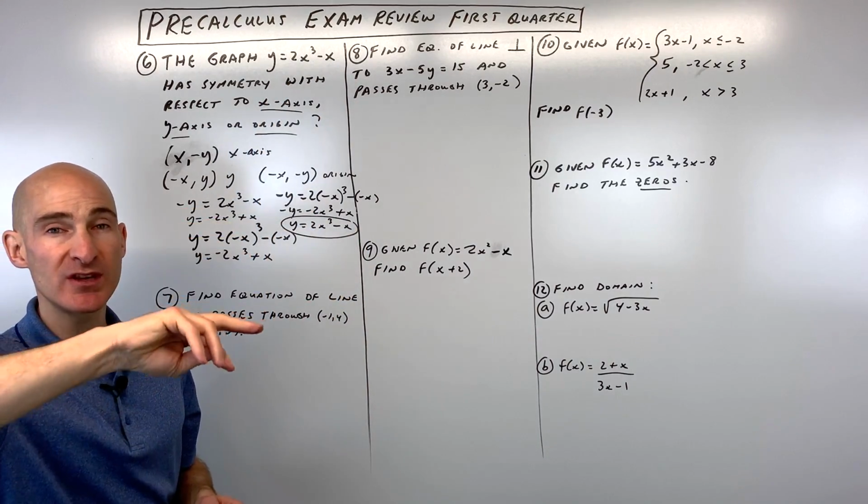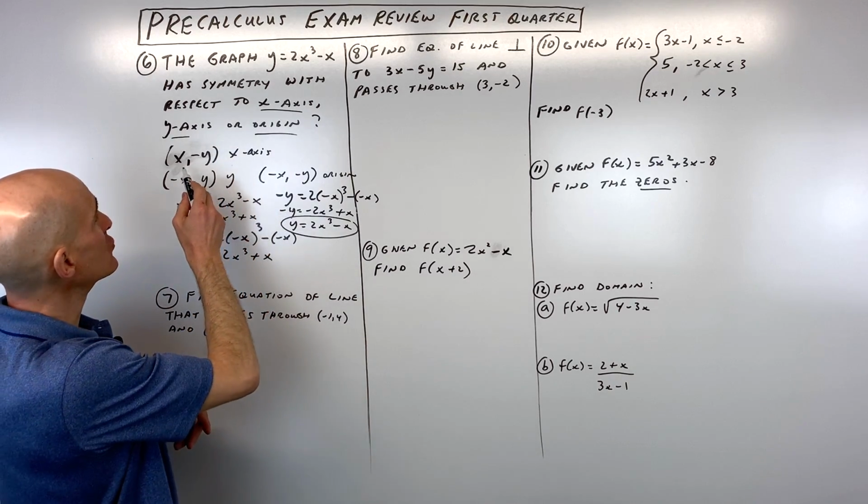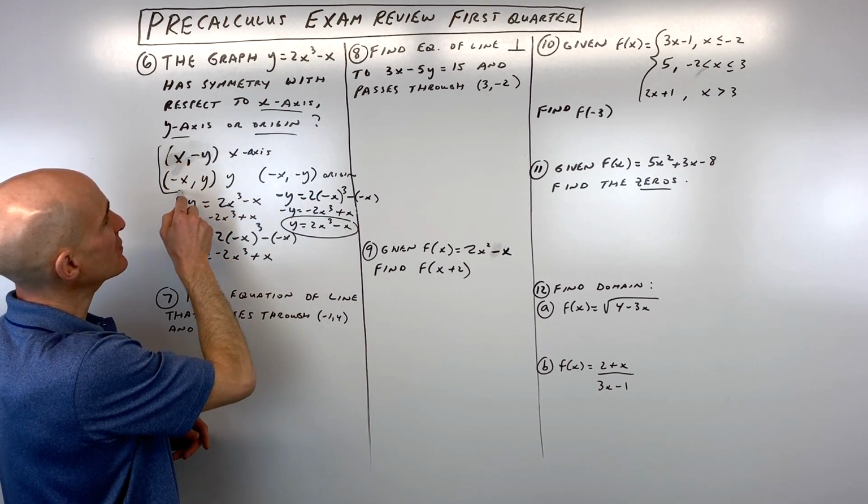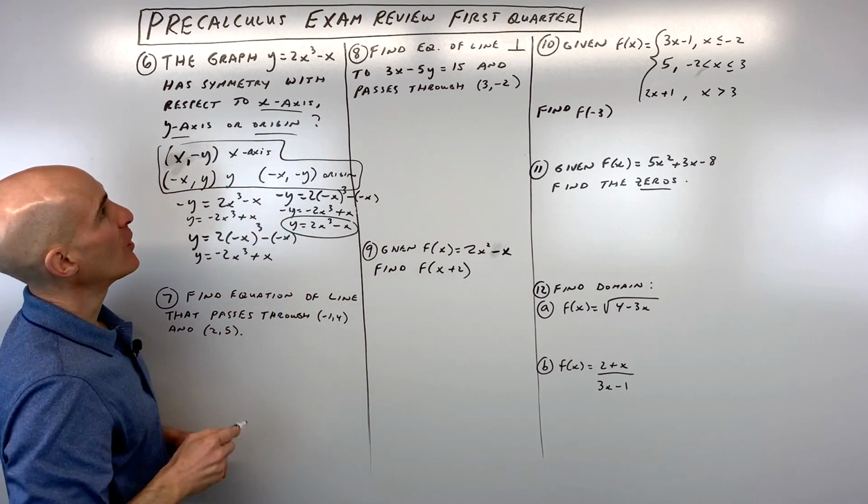So this tells us that it has rotation about the origin. So you might want to add these to your note sheet for testing the different types of symmetry. Okay, let's go to number 7.